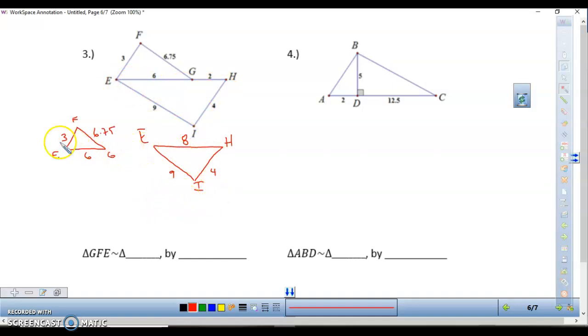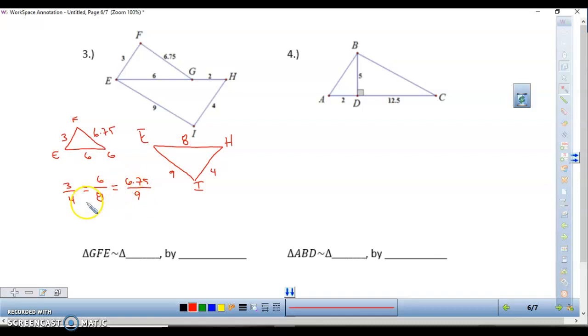All right, so I'm going to do the small side over the small side. It looks like it's going to be side, side, side. We've got to test it. All right, the small over here is 3. The small over here is 4. Does that equal? The middle side over here is 6, and the middle side over here is 8. And does that equal the big side over here is 6.75 over the big side over here is 9.